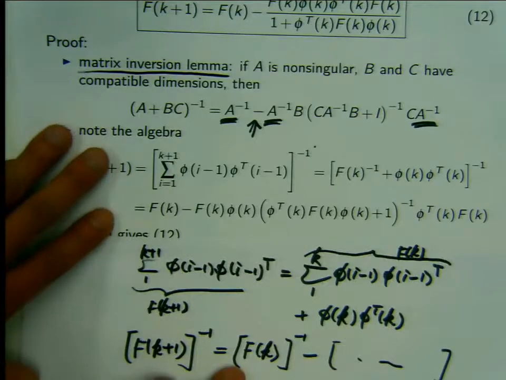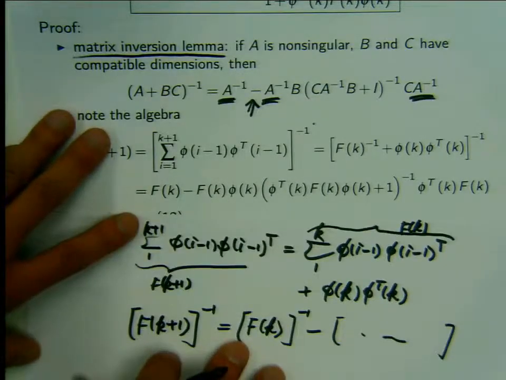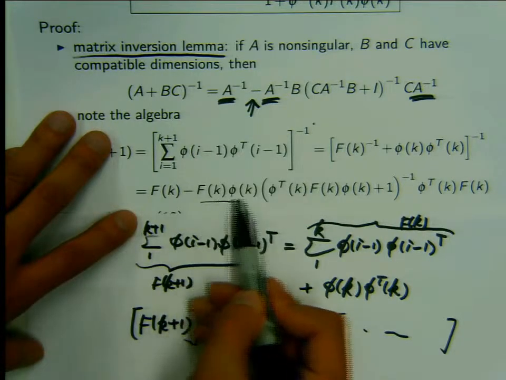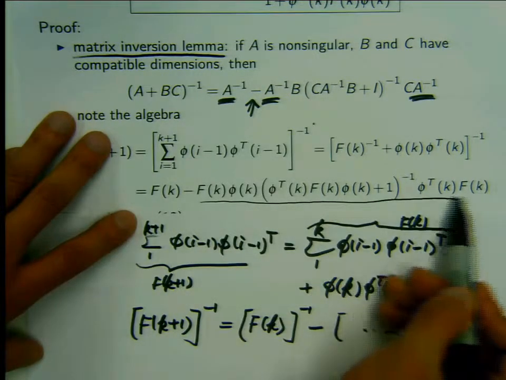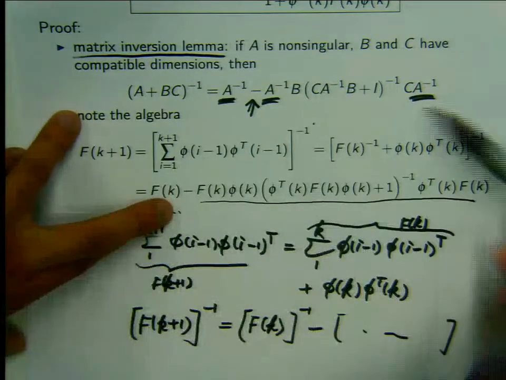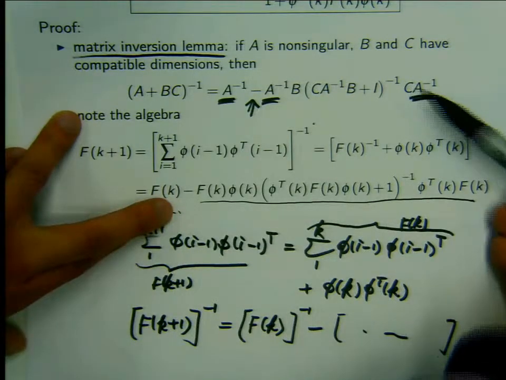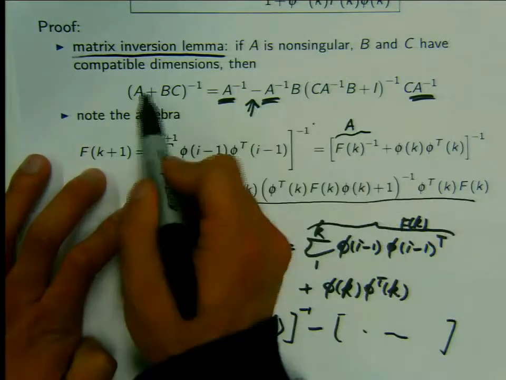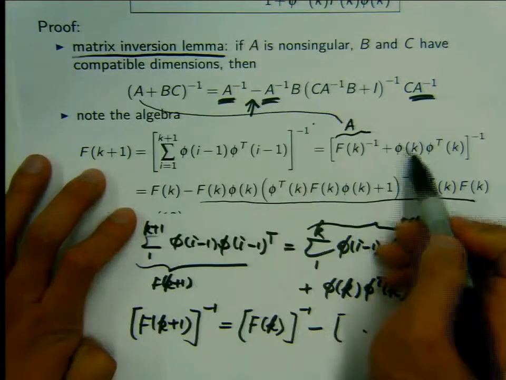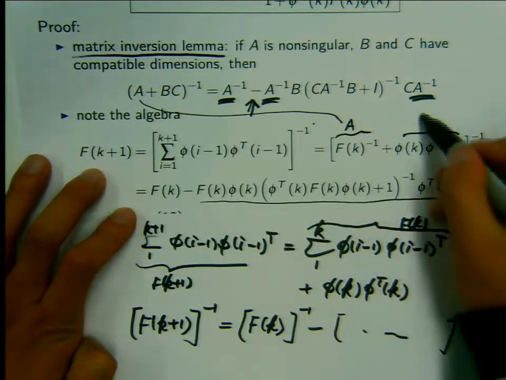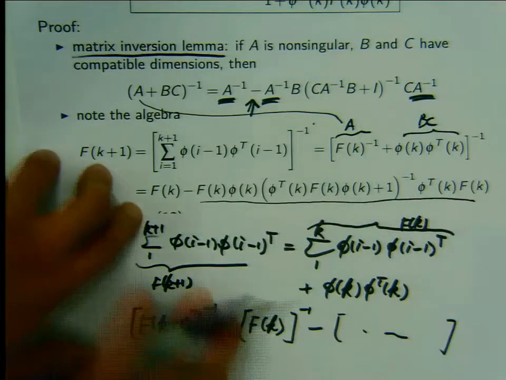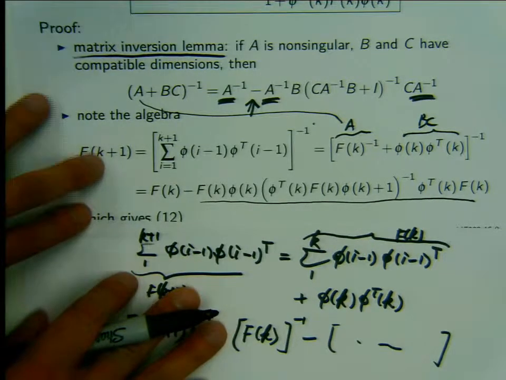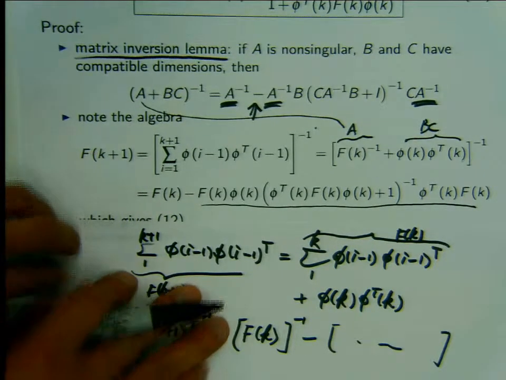Okay? And the minus term, exact formulation of the minus term, the update term here, comes from the matrix inversion lemma. Okay? So treat this as A here, and then treat this as the BC in this matrix inversion lemma. Okay?